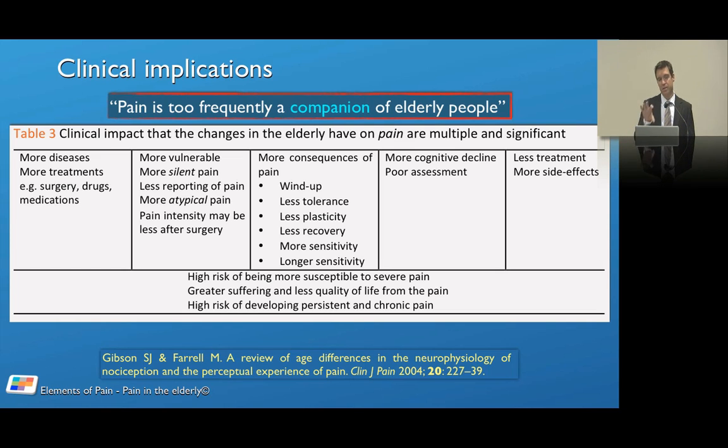And when the pain occurs, there's more consequences of pain, and this is the crux of it all. That's why it's in the middle. They get more wind up, they get less tolerance, they get less plasticity, so they're less able to recover from it.